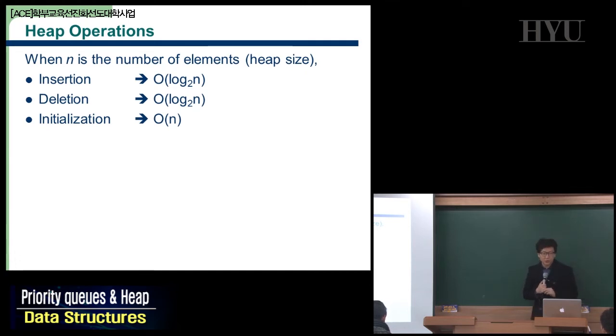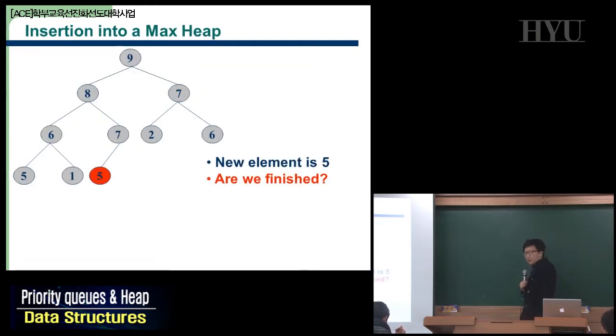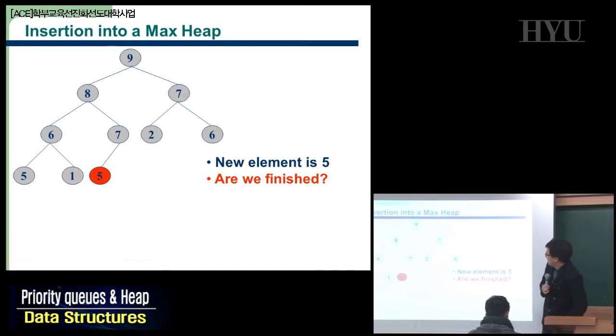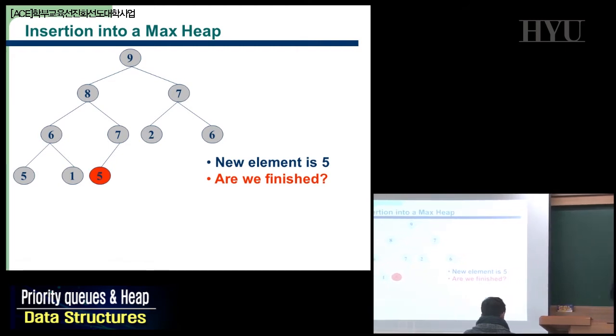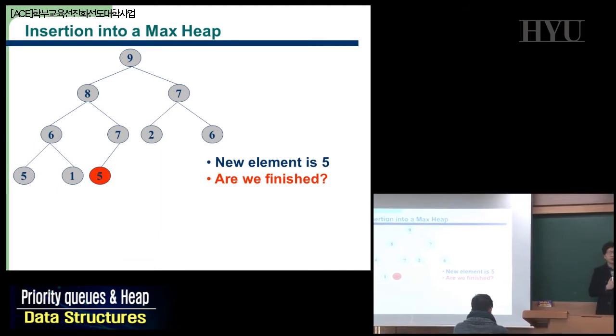So let's take a look at why they take log 2 of n, or order n, for initialization. I'd like to insert something into the max heap. In this case, the red one is the new element. I'd like to add 5. So in the array way of thinking, I add the new element at the end of the array. Okay. Is this good?